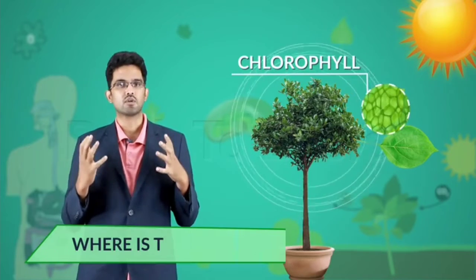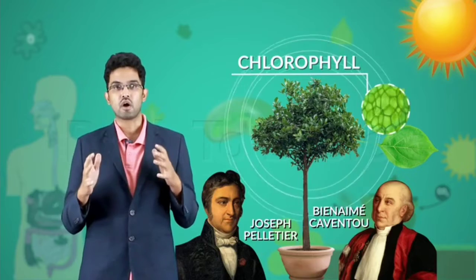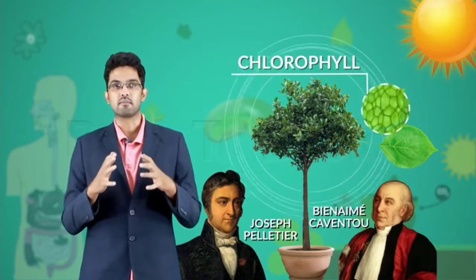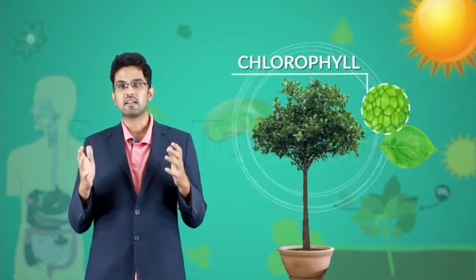Where does photosynthesis take place? We know that plants are able to perform photosynthesis because of the presence of chlorophyll. But where is this chlorophyll located? After Pelletier and Caventou had discovered chlorophyll, it was thought to be spread out in the cells of the green plant parts.